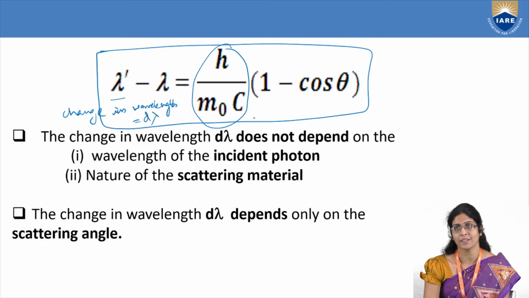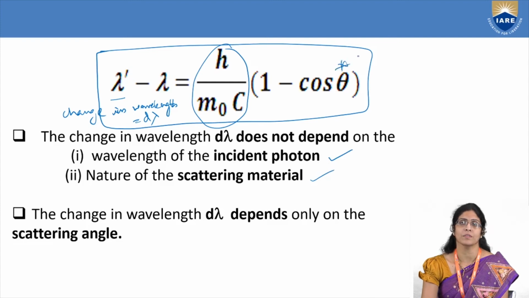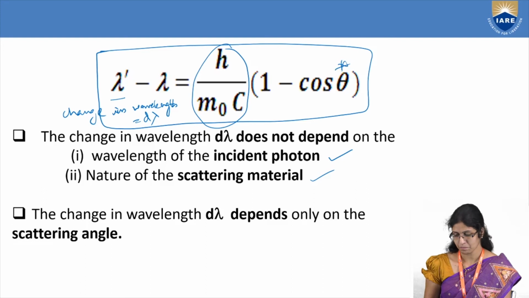What do you observe here? It's not dependent on the wavelength of the incident photon either, and it is not dependent on the nature of the scattering material. It's just dependent on theta alone. That is, it is only dependent on the scattering angle.